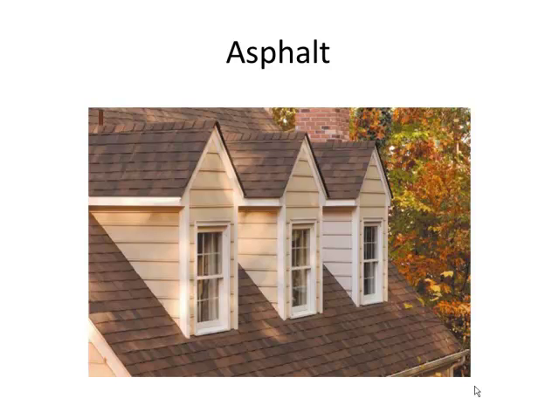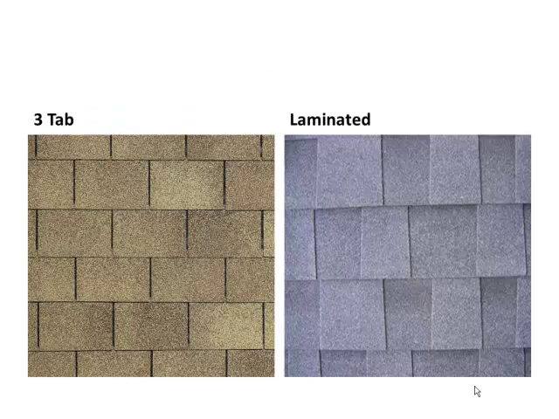Asphalt is the most common roofing material you'll see. Asphalt shingles come in two general categories, 3-tab and laminated or architectural. 3-tab shingles look just like the name implies. They have 3 tabs. Laminated shingles are multi-layer shingles laminated together with an adhesive.